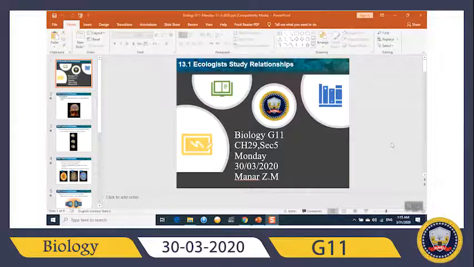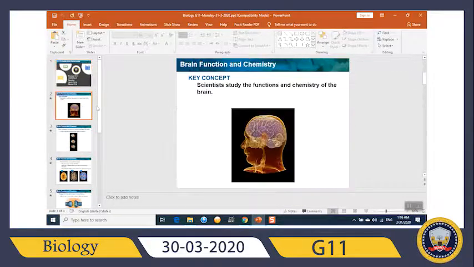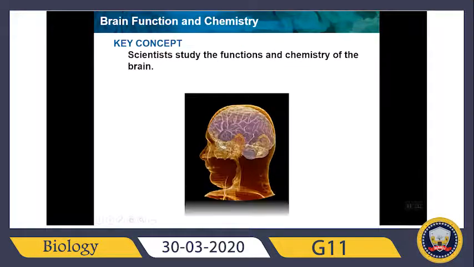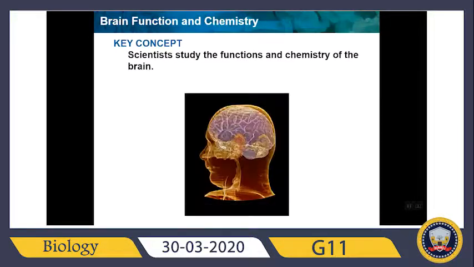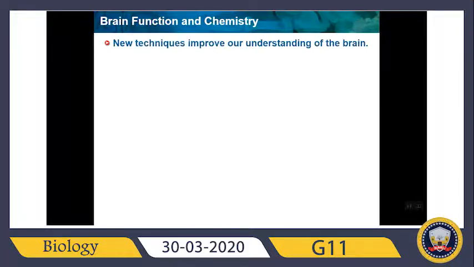Hi. So in this session, we will try to explain the brain function and chemistry. So let's start by presenting the key concept of our section. Beforehand, it's chapter 29, section 5. Okay? Now, scientists study the function and chemistry of the brain. How has that been achieved?